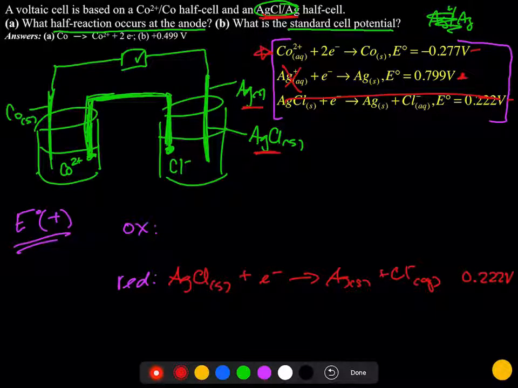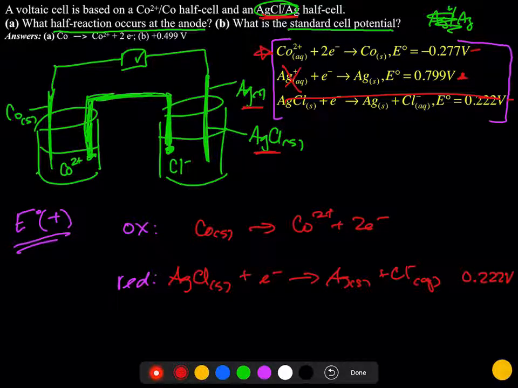Now, in order for that to be my oxidation, what am I going to have to do to it? We're going to flip it the other direction. So I'm going to have cobalt solid turns into cobalt 2 plus plus 2 electrons with an E naught value of now 0.277, because we flip the sign when we flip the equation.